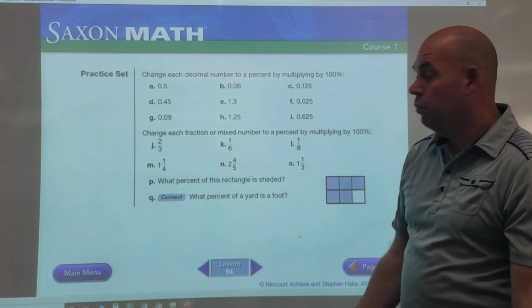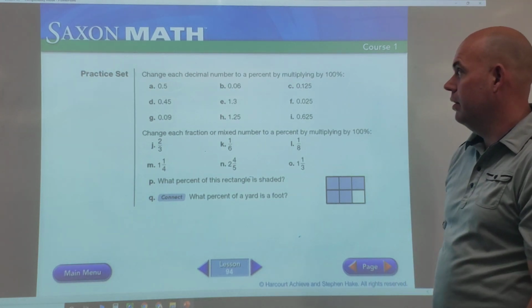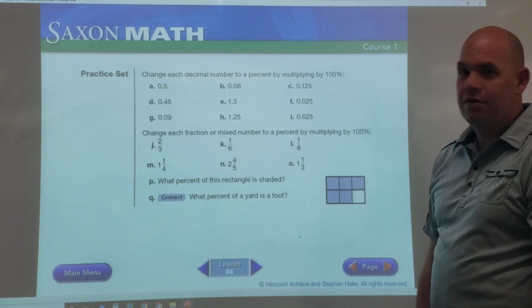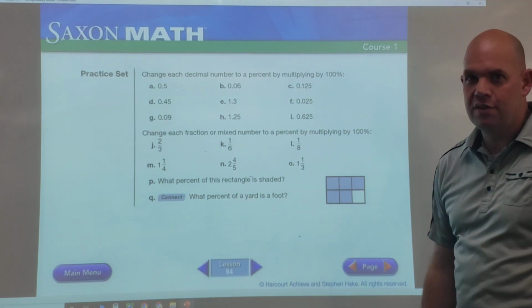All right, so that will do it. Here's your practice set if you want to try through it. You'll just have to hurry and screenshot it, and then I'm going to show you the answers here really quick.